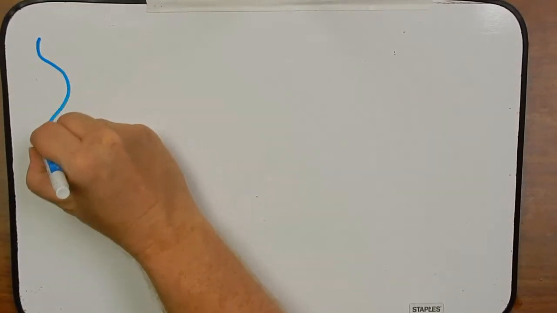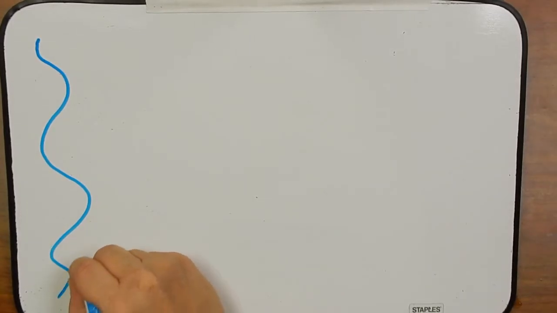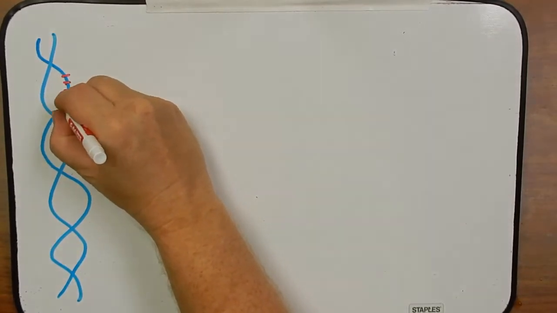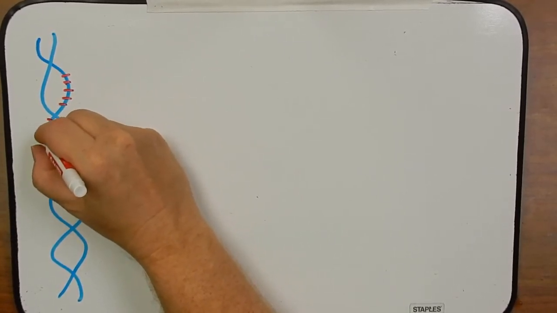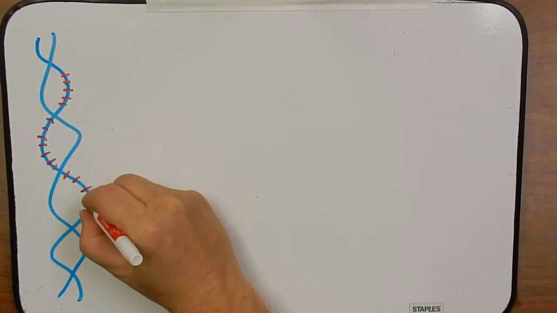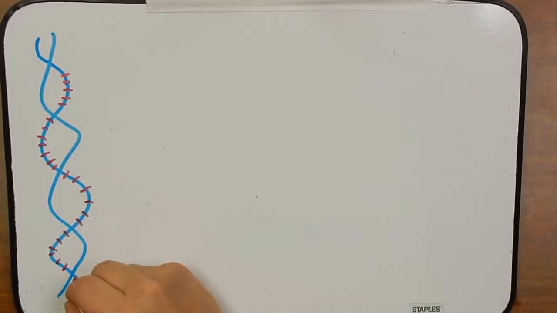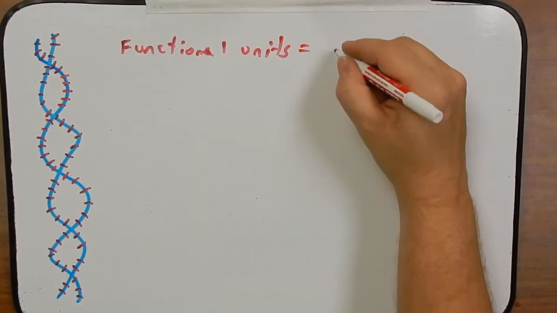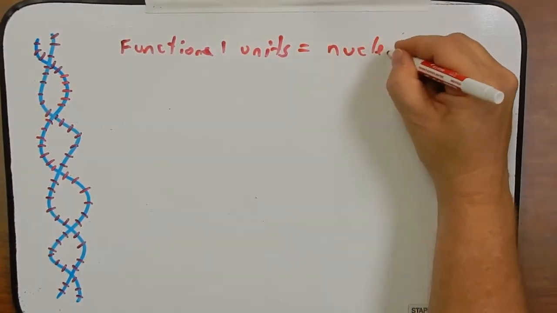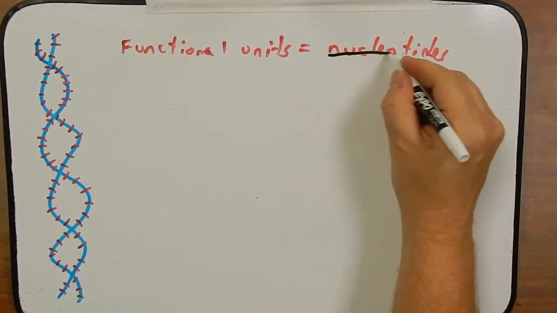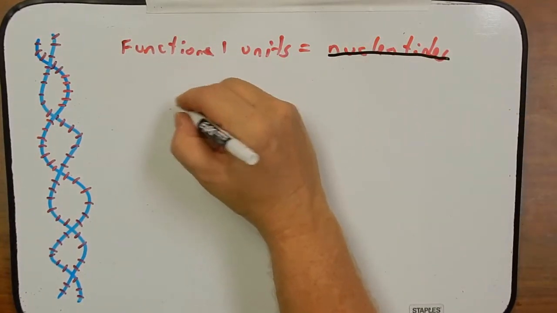If we were to draw a double-stranded helix here, each strand here is made up of repeating units of the DNA's functional unit, all the way down here, and on both strands. And the functional units are nucleotides. Now, what are nucleotides? And we've already described these before, but it bears repeating again.